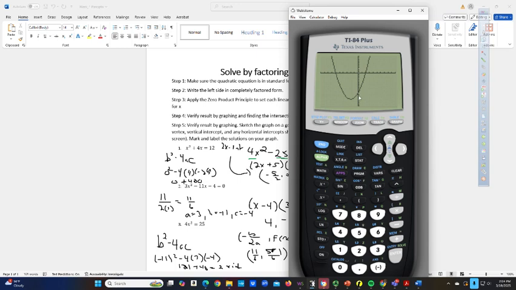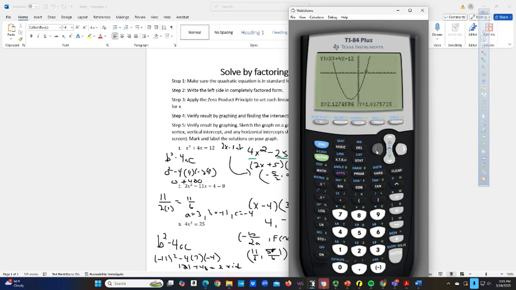In order to see these points, you can hit this trace button. Now you can see the function is tracing and is automatically blinking on the y-intercept, also known as our vertical intercept. Sometimes the y-intercept is referred to as the vertical intercept and the x-intercept as the horizontal intercept. To see your x-intercepts, you just keep pressing trace.